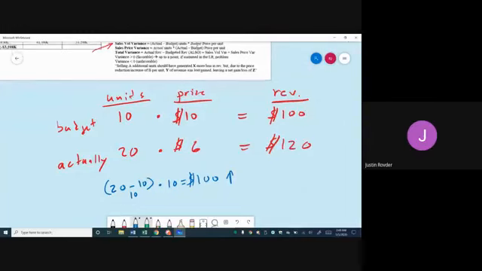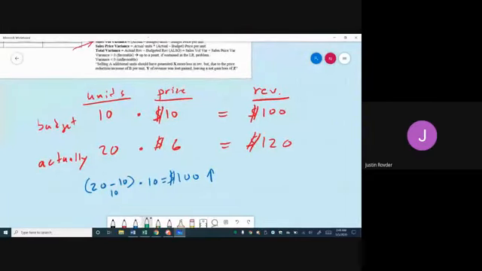So the sales price variance is actual units multiplied by actual minus budgeted price per unit. So if we take our actual units, our 20, multiplied by the actual minus budgeted price, so 6 minus 10 equals -4. That tells us that our sales price variance is -$80. This means that based off of the decrease in sales price, we're expecting to lose $80 in revenue relative to what we were initially budgeting.